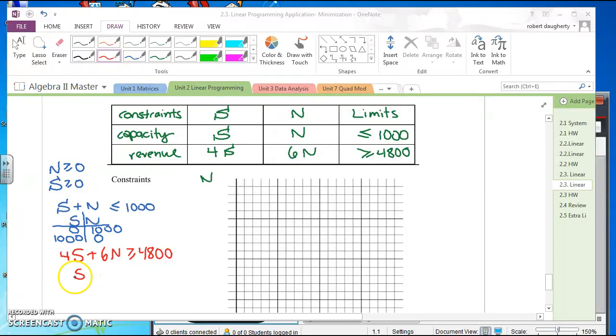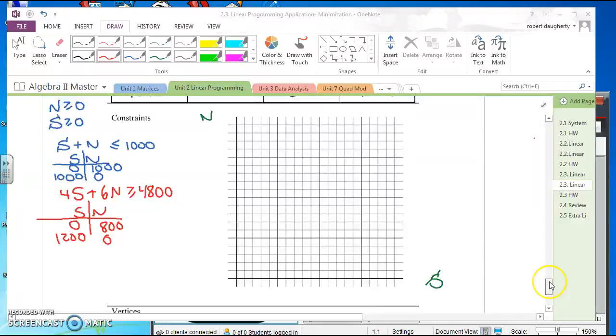When S is 0, N is going to be 6 times 8 is 48, so 800. And when N is 0, that'd be 4 times, I think, 1,200. So those are the points that I need to graph. It looks like my S-axis needs to go out to 1200, and N needs to go to 1000. So let's label our axis accordingly, and we should be good to go.